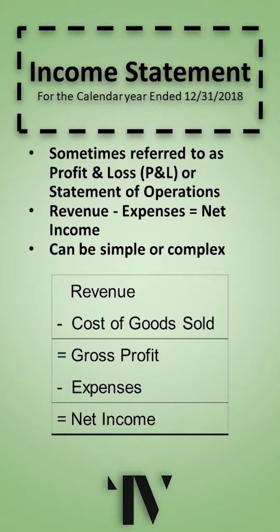In its simplest form, the income statement can be summarized as revenues minus expenses equals net income, or income minus expenses equals net income. An income statement can have multiple tiers.